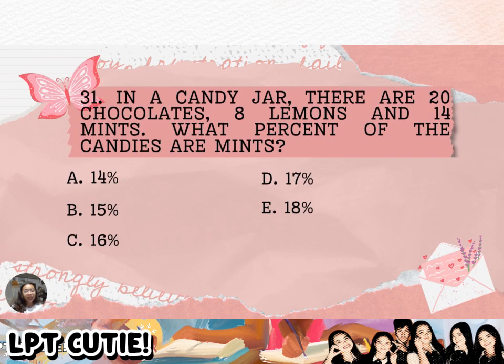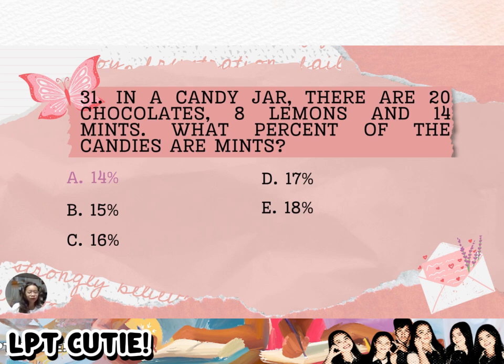Now, we can move on to the 31st question. In a candy jar, there are 20 chocolates, 8 lemons, and 14 mints. What percent of the candies are mints? Letter A, 14%. Letter B, 15%. Letter C, 16%. Letter D, 17%. Or letter E, 18%. So you can solve on your papers, and the answer is letter A, 14%.